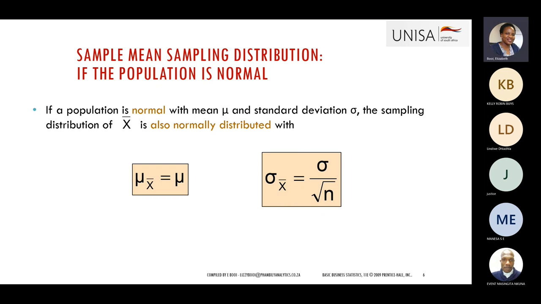The standard deviation of a sampling distribution, on the other hand, is calculated using the population standard deviation divided by the square root of your sample size. This is referred to as the standard deviation of a sampling distribution of the mean, but also as the standard error. So if they ask you to calculate the standard error, they're asking you to find the standard deviation of the sampling distribution. Later on, we will introduce it for the proportion. Here we're talking about the standard deviation of the sampling distribution of the means.